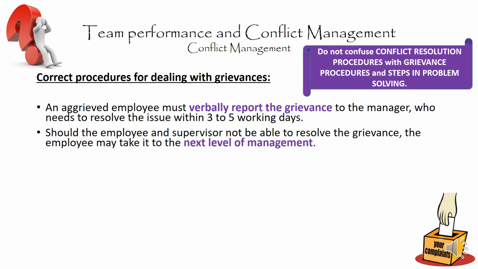If the employee and the supervisor are not able to resolve this grievance after 3 to 5 working days, and he could not come up with a solution, then the employee is going to take it to the next level of management. So step 1, you report to your direct manager, your direct supervisor. If he cannot resolve the grievance, you take it up to the next level of management.